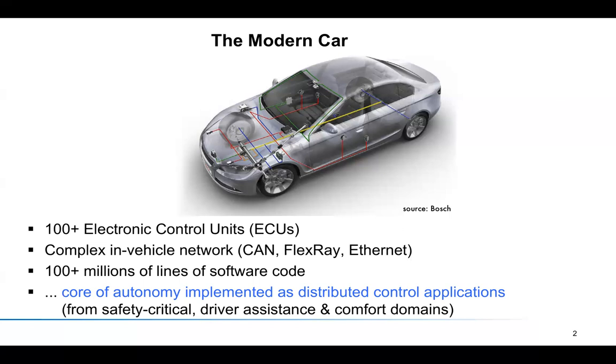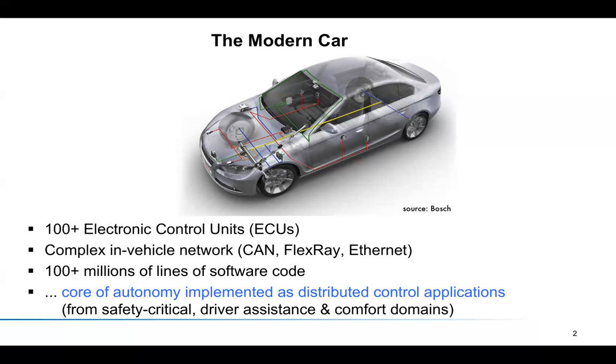which are boxes with multi-core processors these days. These boxes are all connected by a complex network made up of different kinds of communication buses. These might be CAN, FlexRay, and more recently, there is a lot of automotive Ethernet that is being used. And this highly distributed architecture is currently used to run hundreds of millions of lines of software code. And the algorithmic core of the code and the functions it implements essentially implement several distributed control applications.